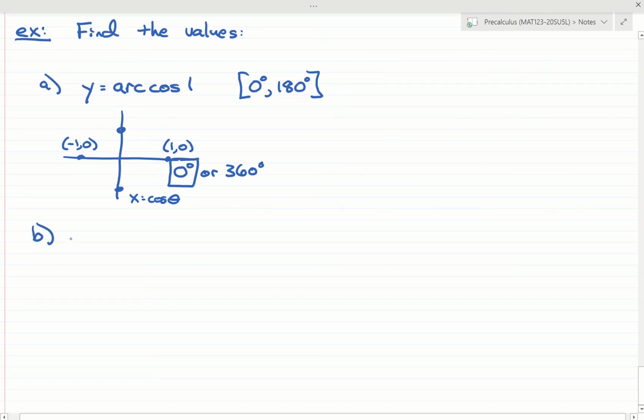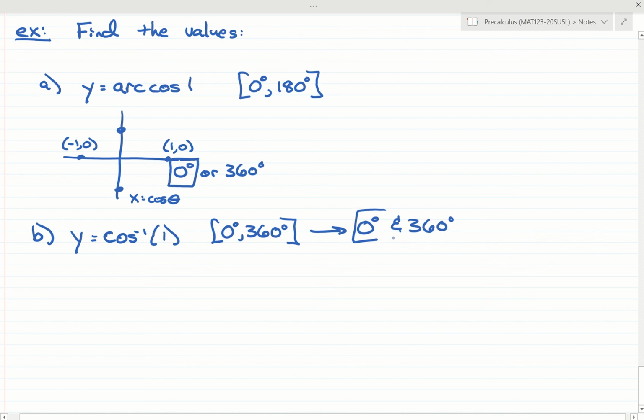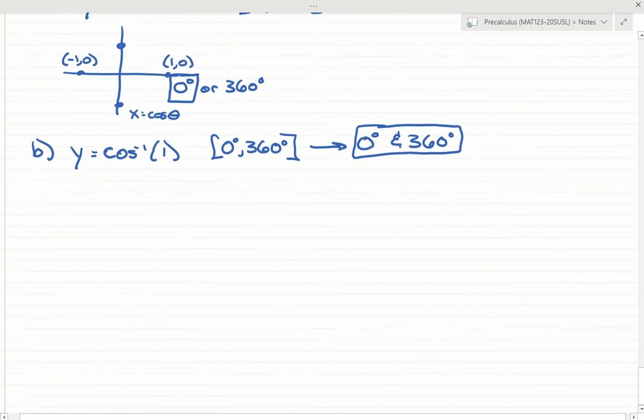Now, if the problem asked you to find the inverse cosine of 1 from 0 degrees to 360, then you could answer both. You could say 0 degrees and 360. But just remember, arc means we're restricted on a certain interval. Let's do one more.